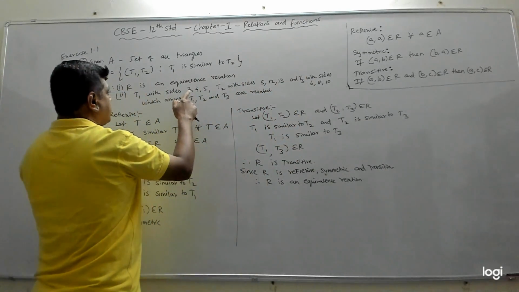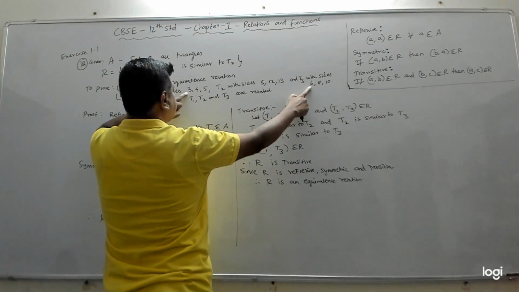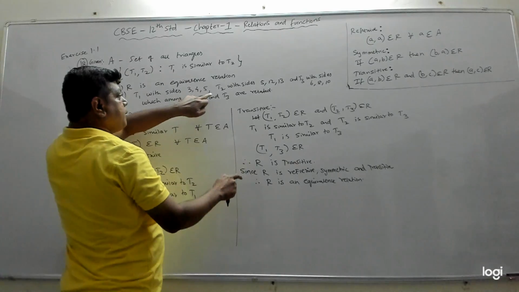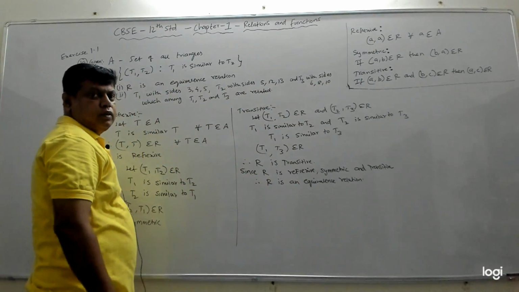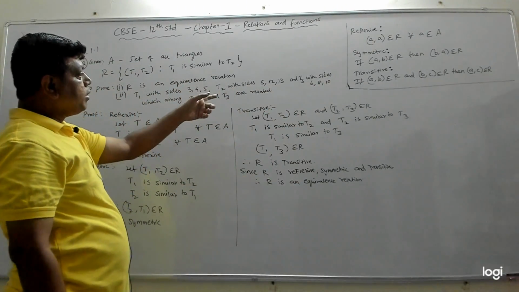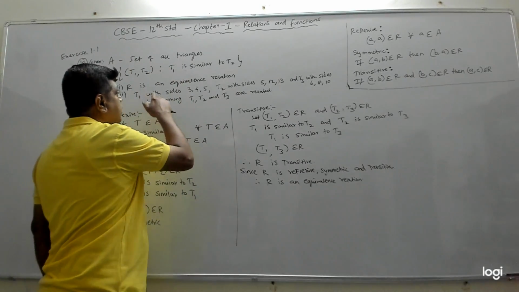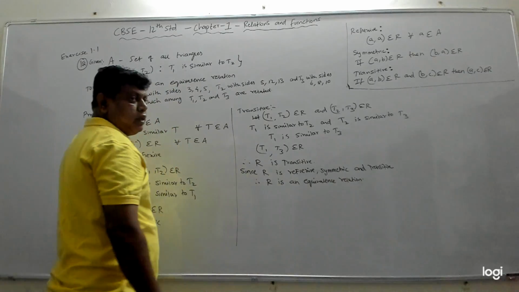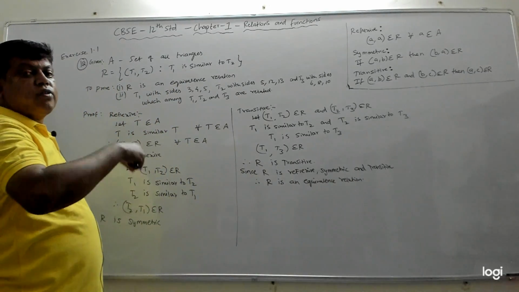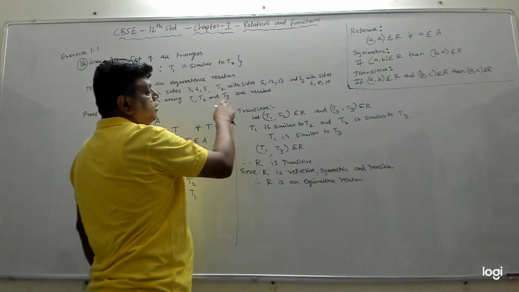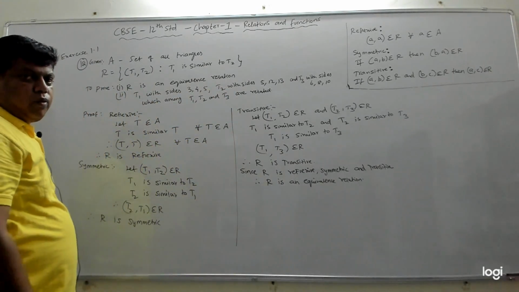Now let's take this one. 3 by 6 is 1 by 2. 4 by 8 is also 1 by 2. 5 by 10 is also 1 by 2. So therefore, 3 by 6 is equal to 4 by 8 is equal to 5 by 10. All are proportional. So therefore, we can say T1 is similar to T3. Therefore, T1 is related to T3. So among these three, T1 is related to T3. We can say that, right?